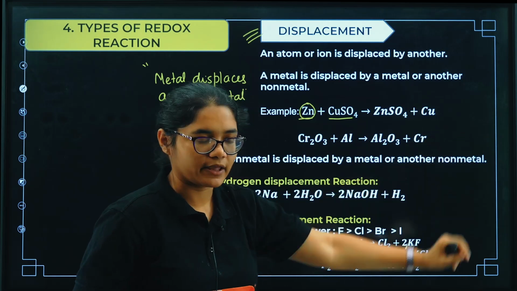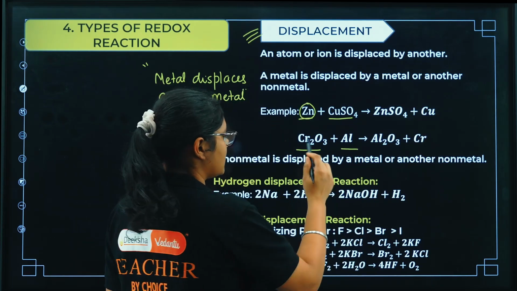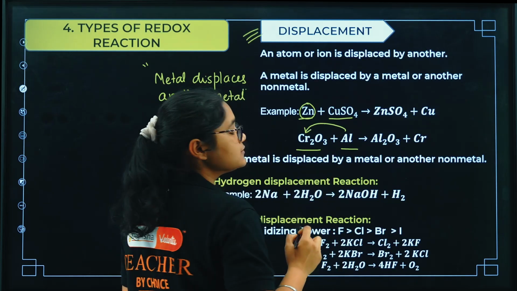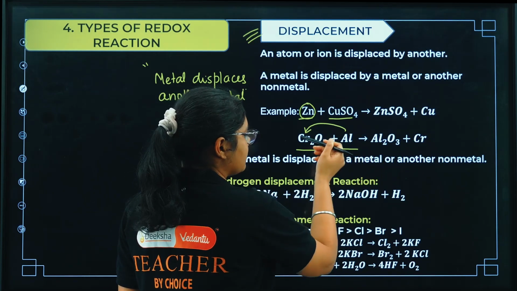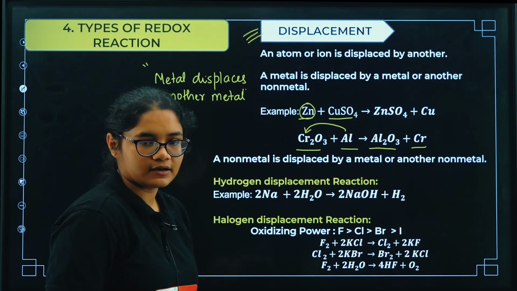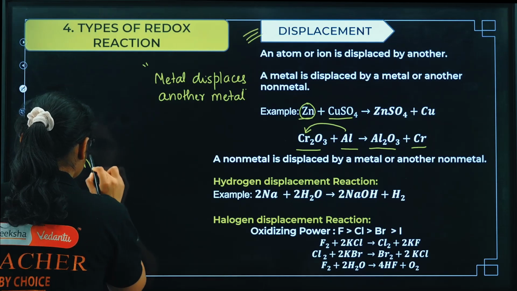plus copper. Okay. Similarly, if you have Cr2O3 plus aluminium, then what will happen? Aluminium can replace chromium, right? Aluminium can replace chromium and we get Al2O3 plus Cr. Clear? Similarly, there is one more case, that is non-metal.